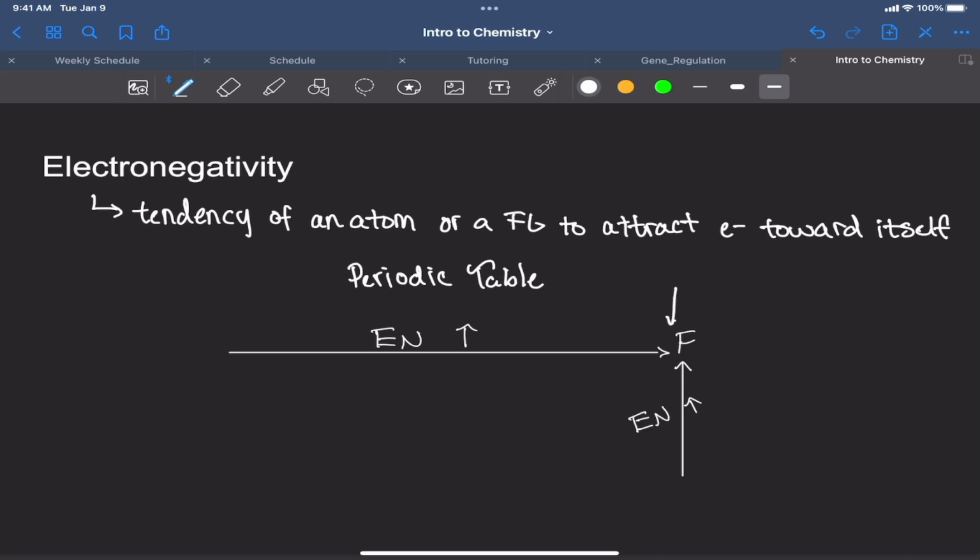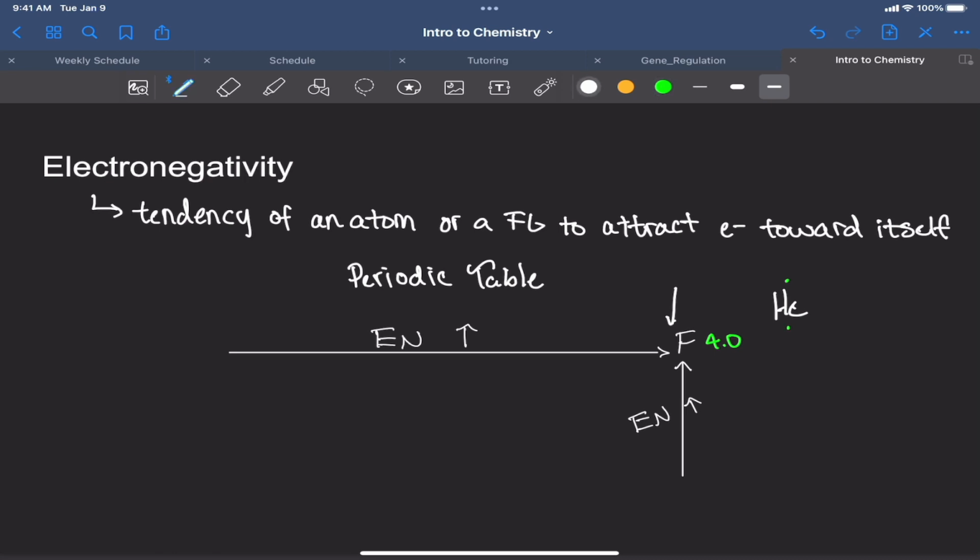And you may be asking, well, why isn't it helium? Helium is the top right. Well, helium is a noble gas, right? If we drew its Lewis diagram, it already has a full duet. It doesn't need any more electrons. So we don't really consider it in electronegativity. Rather, it's all based around fluorine having the highest electronegativity value, and if you're curious, it has a Pauling's electronegativity value of 4.0.